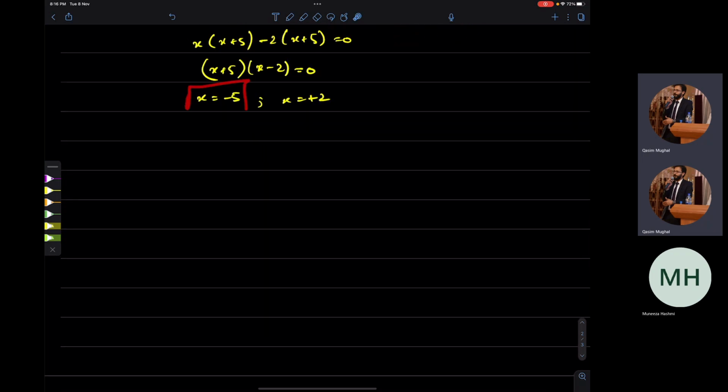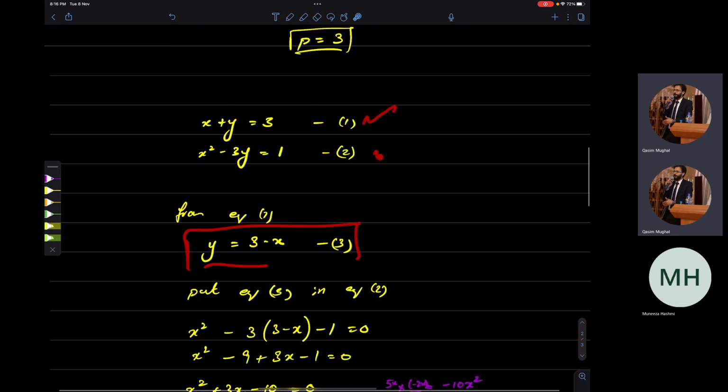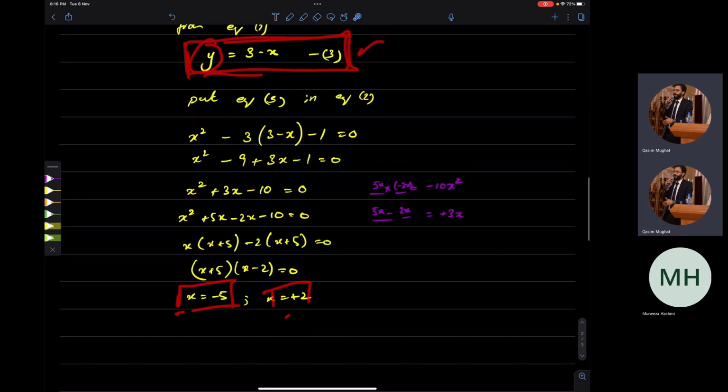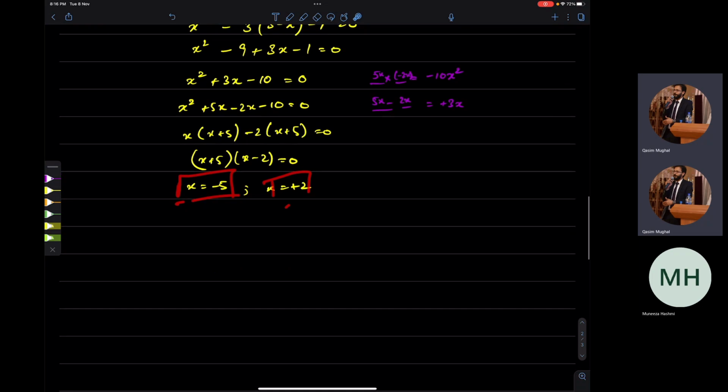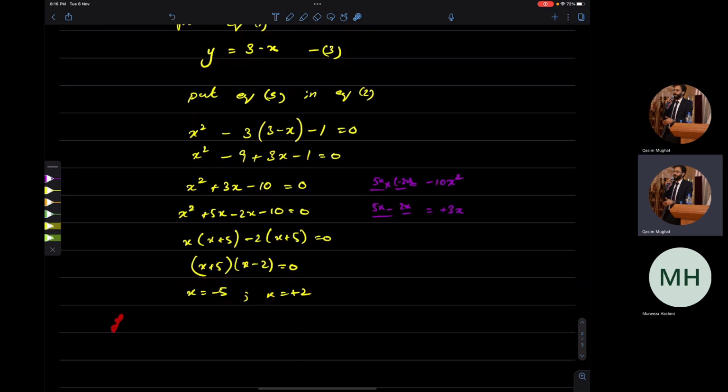Now for each value of x, we need to find out the respective value of y. So you can use the equation number 3. Technically, you can use any equation. The reason for using equation 3 is that y is already the subject. So equation 3 is basically equation of y. So I'm going to use equation of y, which is equation 3, because that's what we need to find.